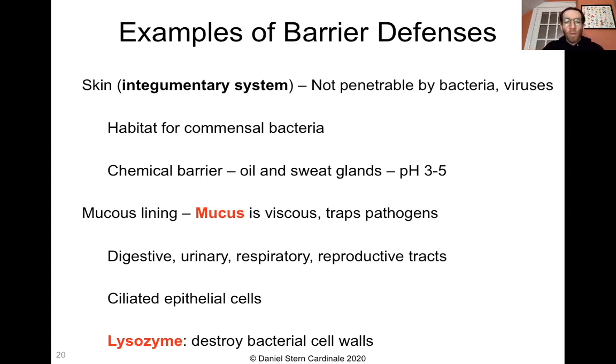In these openings, we also frequently see ciliated epithelial cells. These are cells with cilia that are moving the mucus outward. So they're creating a current where the mucus is moving out of the body. So the bacteria tries to get in, it gets stuck in the mucus, and then the mucus is ejected from the body via that ciliary action. One last component of mucus linings is an enzyme called lysozyme, which is able to destroy some bacterial cell walls. So for some bacteria, they get trapped in the mucus, and then this enzyme slowly breaks down their cell walls so they can't invade your body. Those are examples of barrier defenses.